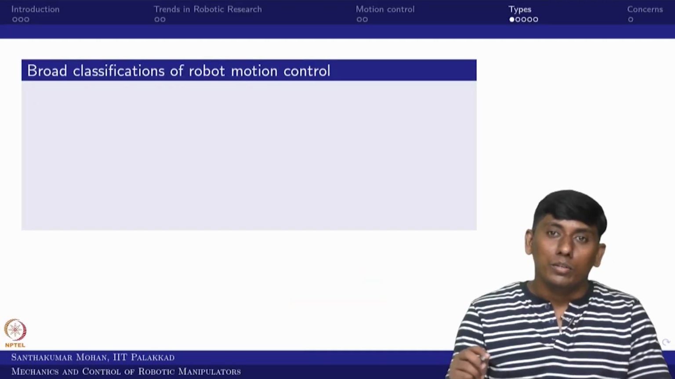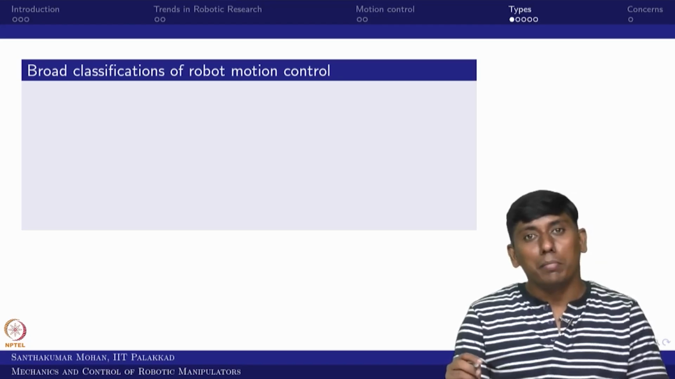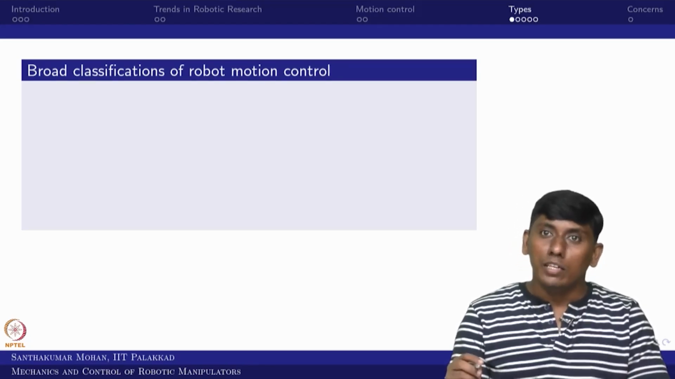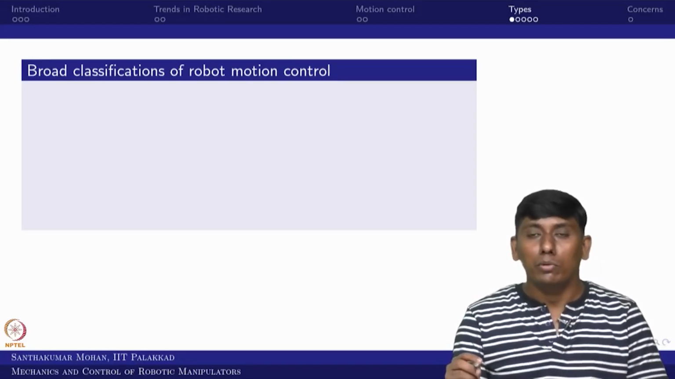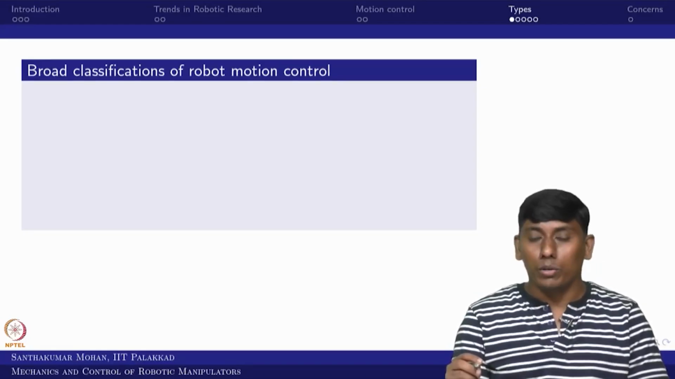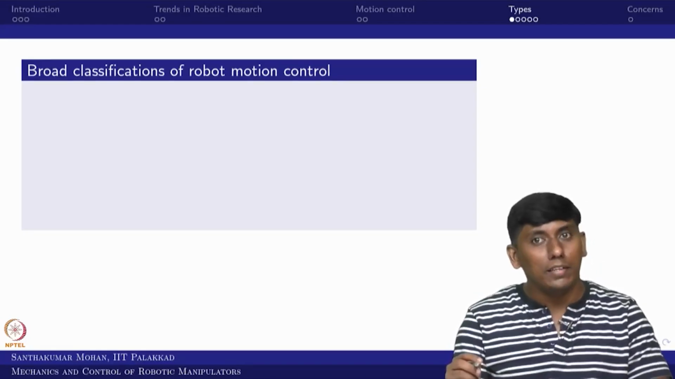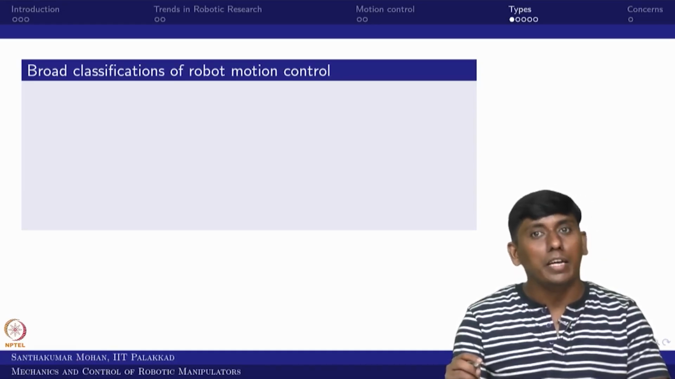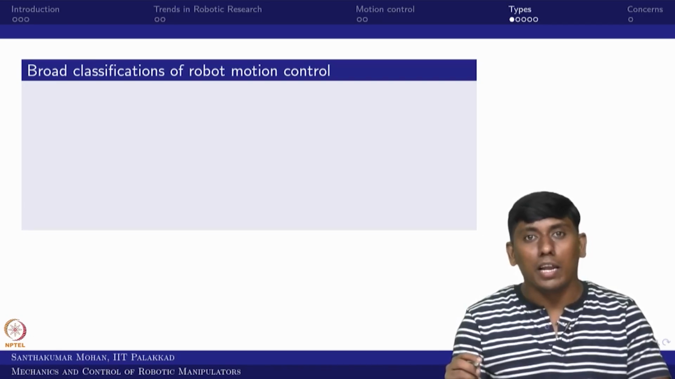Welcome back to Mechanics and Control of Robotic Manipulator. In the last class, we gave an introduction to motion control. I told you that motion control, or control design, requires familiarization with the physical system. Then we can come back to the objective. This is the place where we stopped in the last lecture.